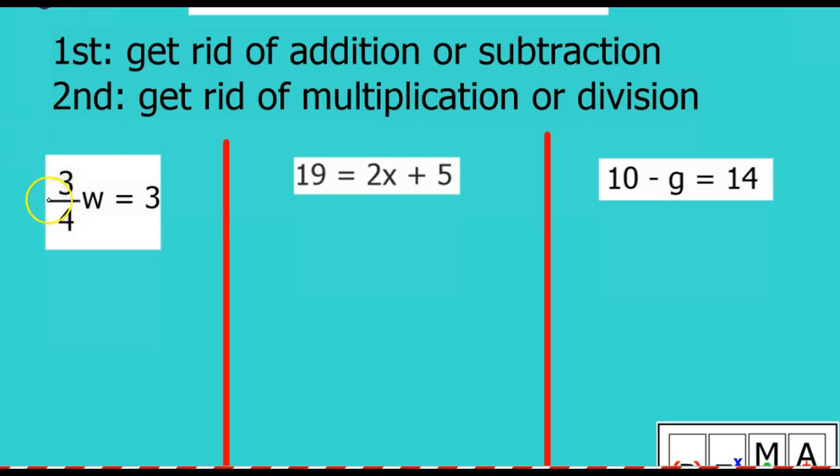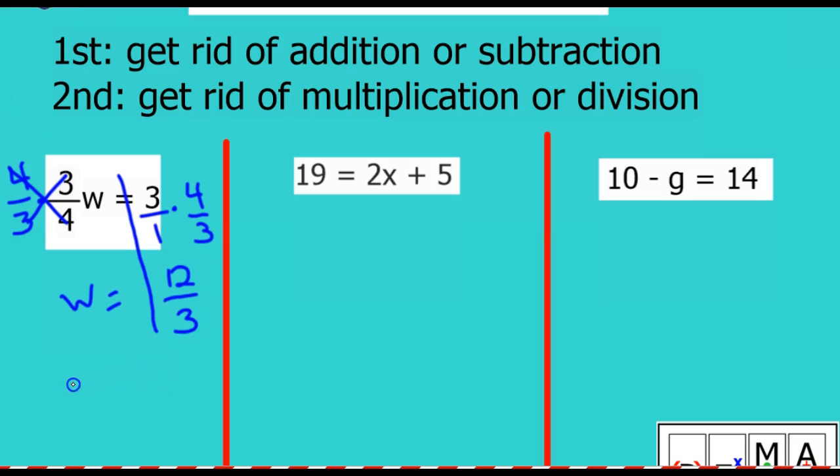So we need to get rid of this fraction. How we do that is we multiply by the reciprocal. So we're going to flip our fraction. So 3/4 turns into 4/3. We got to do the same thing on both sides. So I'm going to multiply by 4/3 on this side. These cancel out. We get w equals 3 times 4, which is 12, divided by 3 times 1, which is 3. So w equals 4.